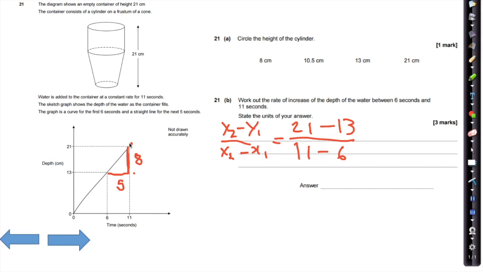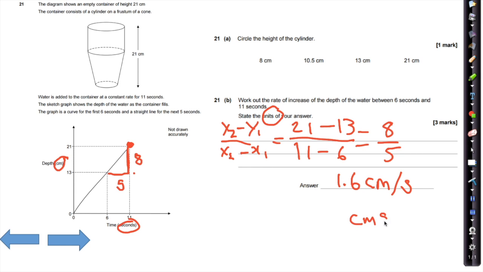So as we were picking this as our 21, that means we've got to choose 11 to be our first number here, which is going to give you, like we said before, 8 over 5. 8 divided by 5 or 1.6. State the units. Well, as we're talking about centimeters here and seconds, it makes sense that it's going to be centimeters per second.